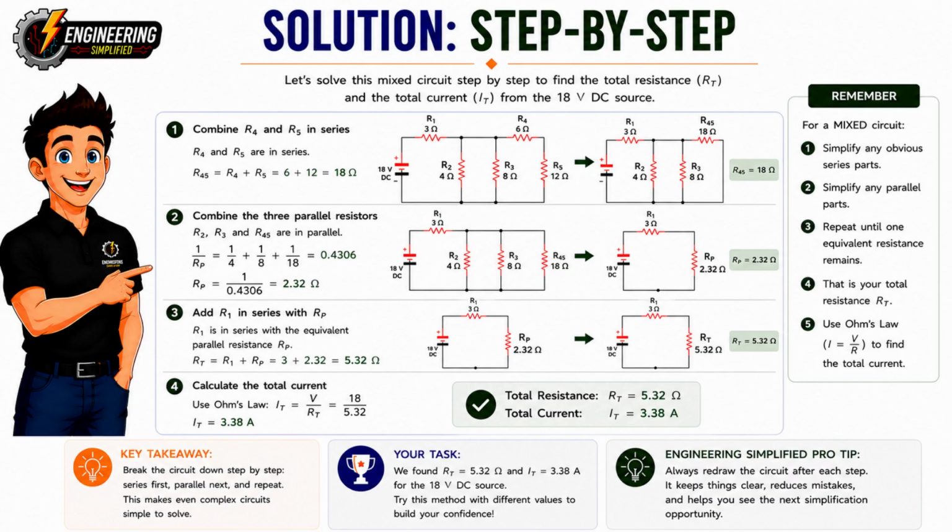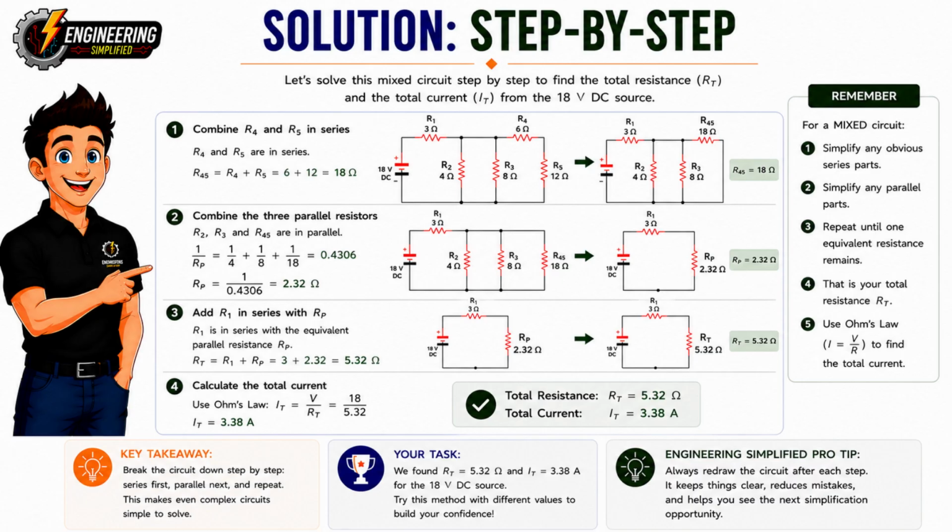Next, look for any parallel branches. We now have R2, R3 and R45 all connected across the same two nodes, so they're in parallel. Using the parallel resistance formula gives an equivalent resistance of approximately 2.32 ohms. Redraw the circuit again. Now only two resistors remain in series. R1 is 3 ohms and the equivalent parallel resistance is 2.32 ohms. Adding them together gives the total resistance. R sub T equals 3 plus 2.32, which equals 5.32 ohms.